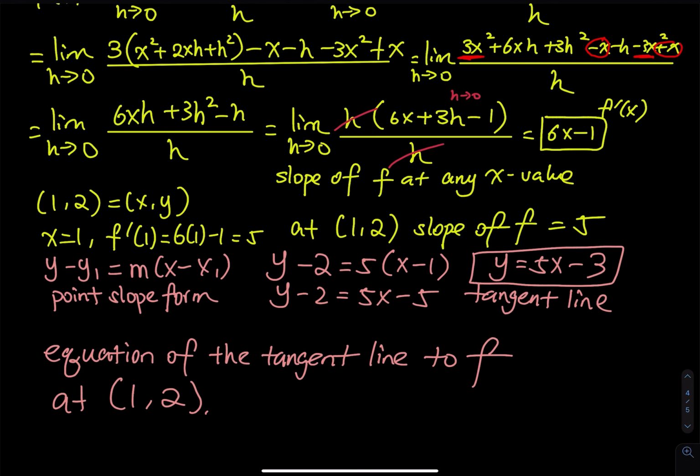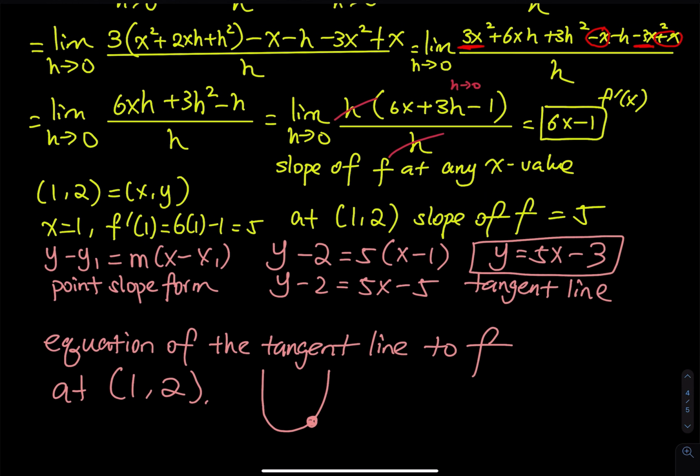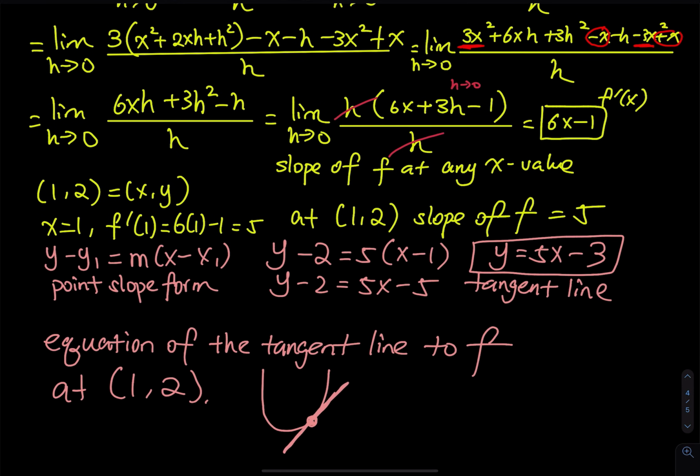All right, so you have a parabola, right? At this point, you want to find the slope. That is (1, 2). So the slope is equal to 5. And then the tangent line looks like this. So this is y equals 5x minus 3. That is the tangent line. And then this point is (1, 2). All right, that is the end of this video.